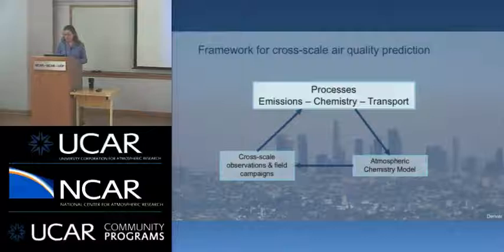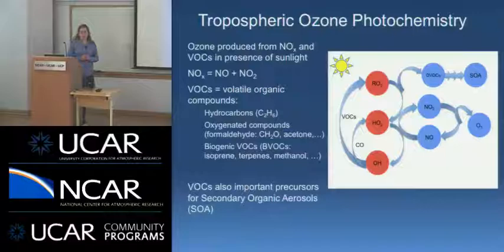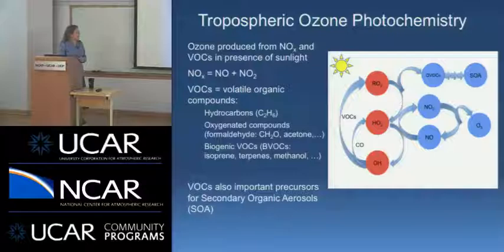So just a quick primer on tropospheric ozone photochemistry. I'm not going to go through a lot of detail, but it's important for you to understand how we produce ozone. I'm primarily interested in studying how ozone is formed in the troposphere, and particularly in terms of air quality.